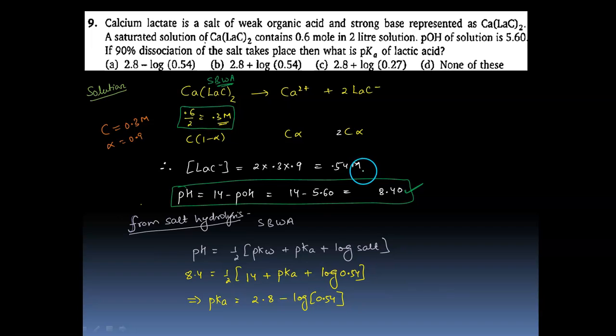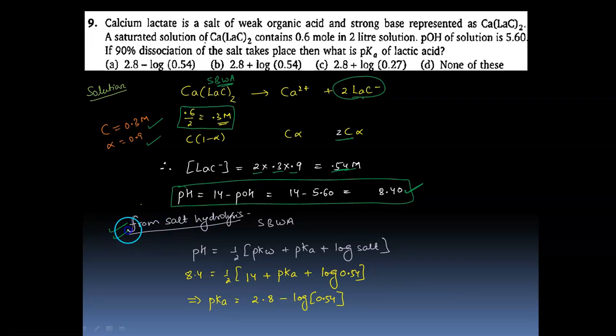The salt is 90% dissociated, which means it would be a case of salt hydrolysis, right, arising from 90% dissociation of calcium lactate salt. Okay, so if we have to see how much is the lactate ion, LAC minus, that is twice C alpha, where C is the concentration, which we have found to be 0.3, and alpha is given as 90%, which means 0.9. So the lactate ion concentration will be twice C alpha, that is 0.54 molar, and pH is given.